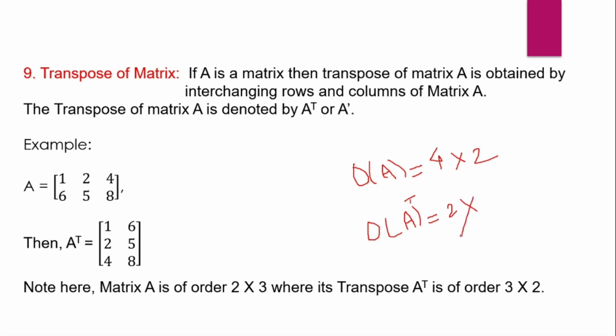So this is the key indication by which you can directly recognize whether the matrix is transposed or not. In an MCQ, someone may ask: the given matrix is of order 4 cross 2, then its transpose is of order, in the blank. You can easily recognize what the answer would be if you know the definition of the transpose matrix.